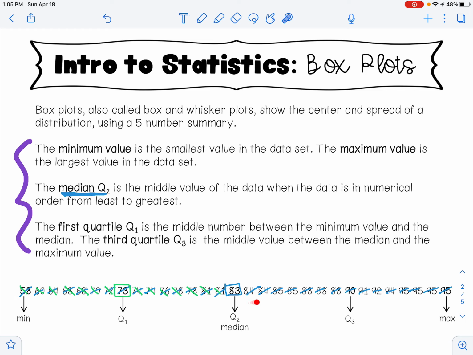Q3, the third quartile, is the median of the second half of data. So the median between the median and the max. To do that, you do the same exact thing that we did for Q1. Cross off until you get to the middle. And so I'll have 1, 2, 3, 4, 5, 6, 7. Our middle number is 90. So that is how you find Q1, Q2, and Q3.